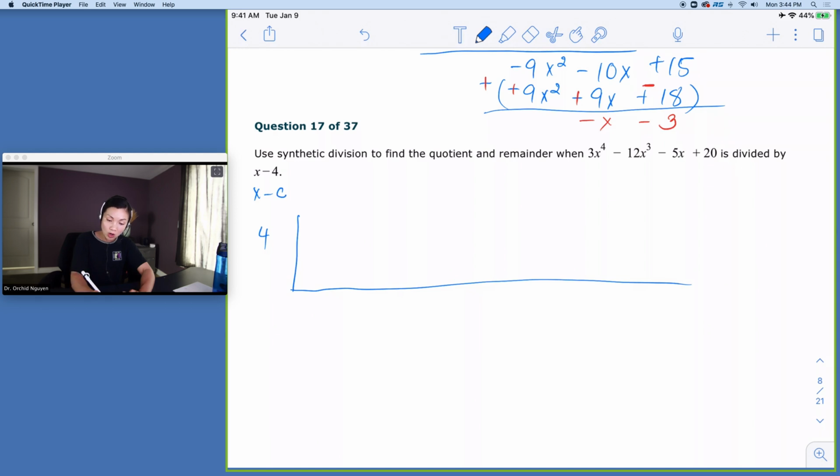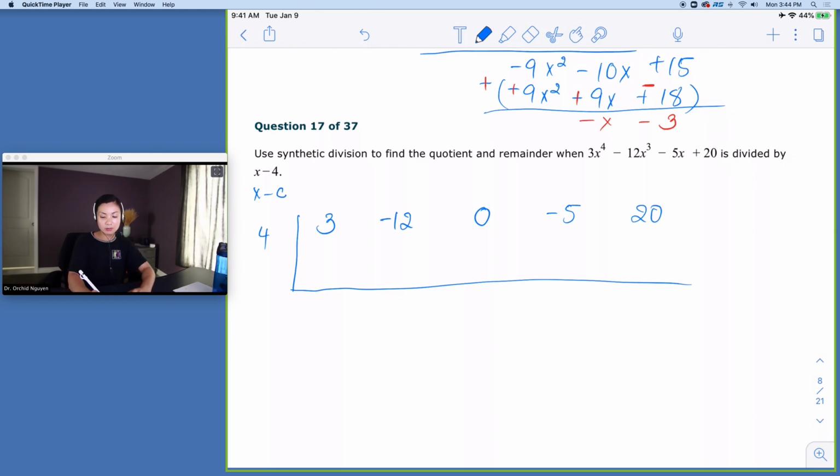So for x to the 4th, I have 3. Cube, I have negative 12. X squared, I don't have. I have to put 0 in. And then I have negative 5, and I have 20. So if the degree is 4, you better have 5 numbers. So 1, 2, 3, 4, 5. Okay? All right. So here's the step.